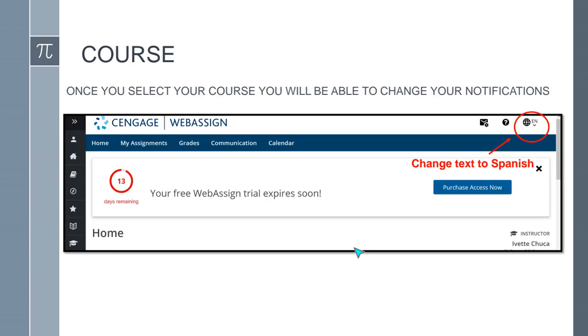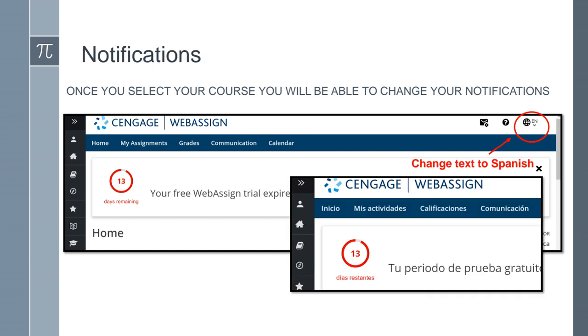Once you get into the actual WebAssign course, some of these symbols up here are going to be helpful. So for example, if you prefer to have your things in Spanish, then you can just click this little circle and you can change your text from English to Spanish. And you see here, once I clicked it, it looks like this.